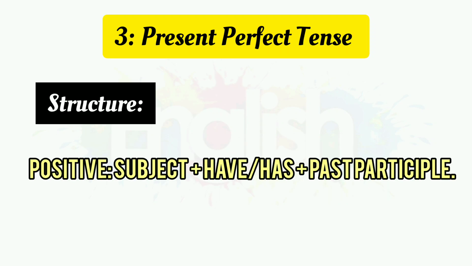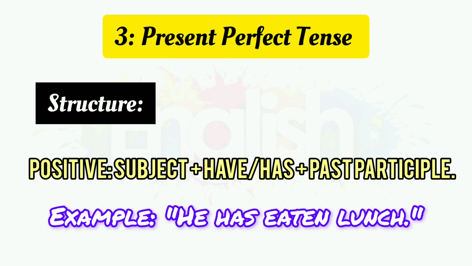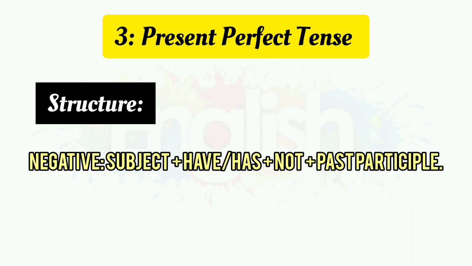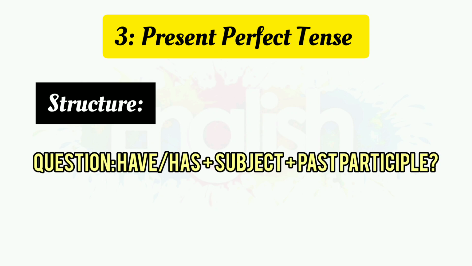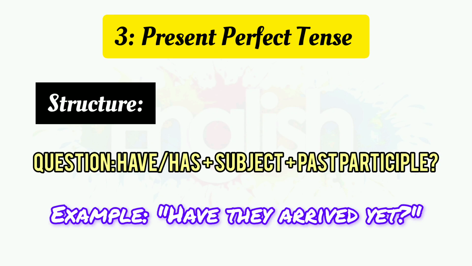Structure, positive: subject plus have or has plus past participle. Example, he has eaten lunch. Negative: subject plus have or has plus not plus past participle. Example, we have not seen that movie. Question: have or has plus subject plus past participle. Example, have they arrived yet?